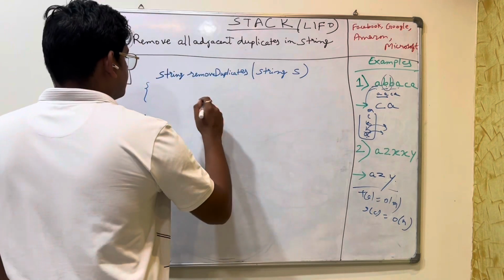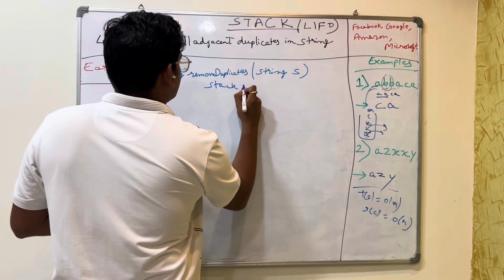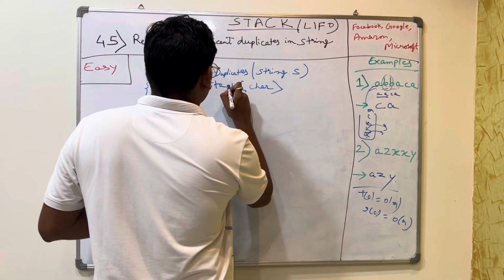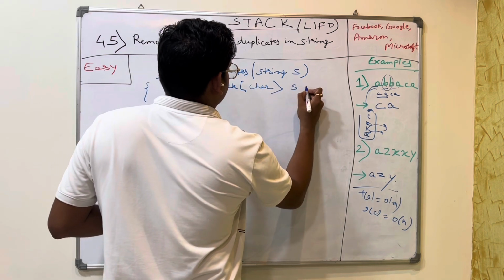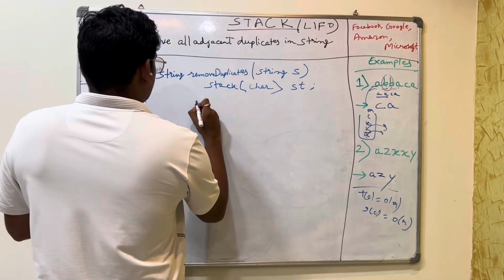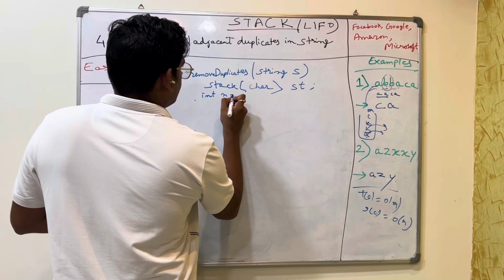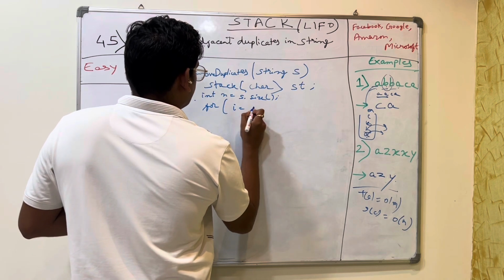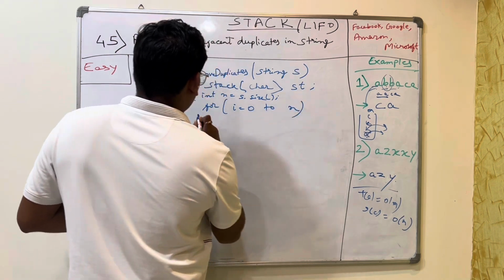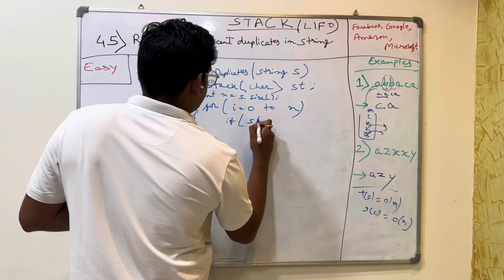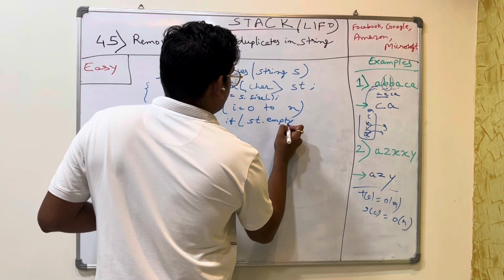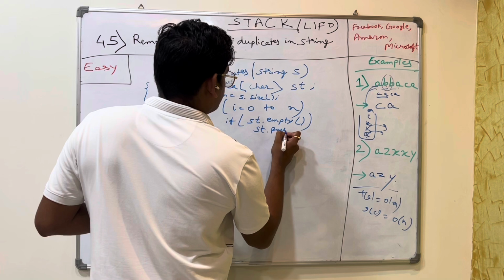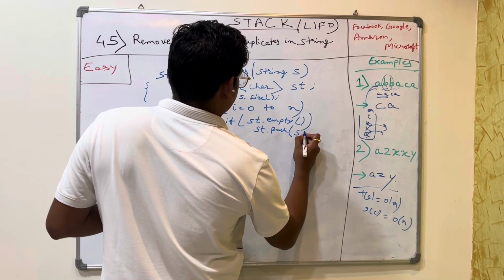So let's directly code this. Stack, and we are storing characters of the string, so stack of char, st. Int n is equal to s dot size. Okay. So for i equal to 0 to n, what do we do? If the stack is empty, st dot empty, we push the element into the stack. So st dot push s[i].